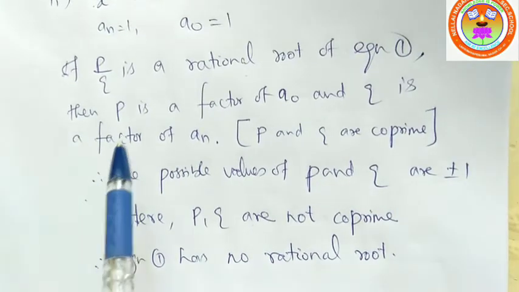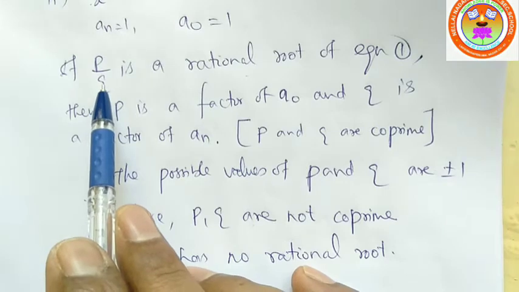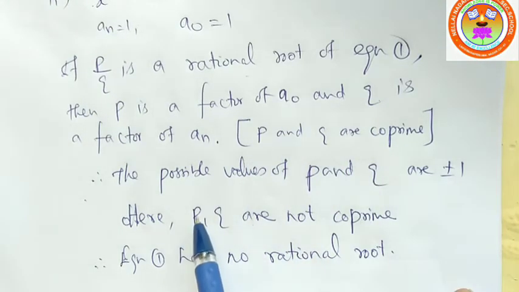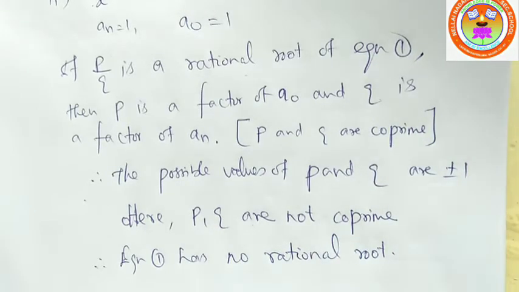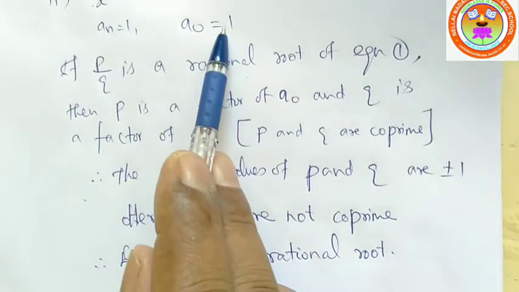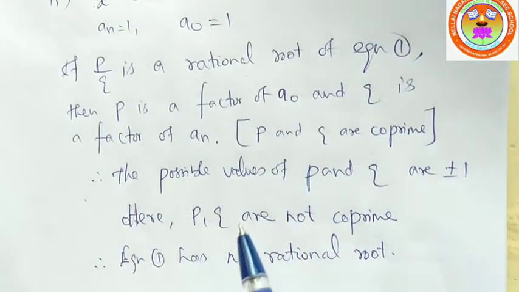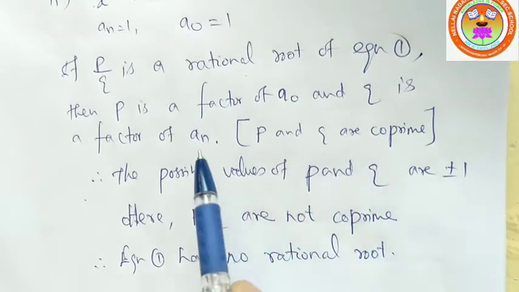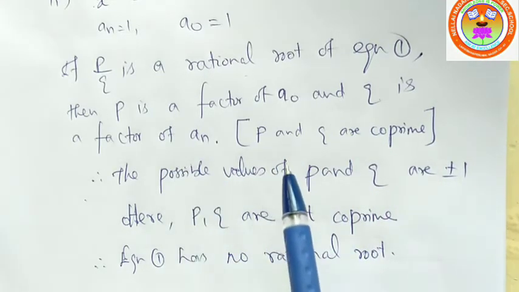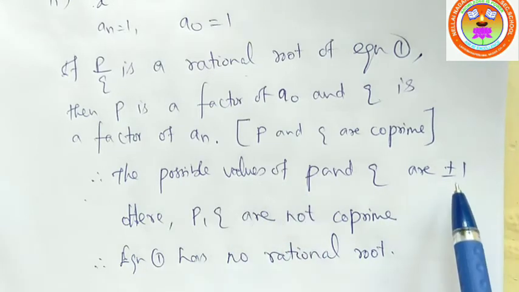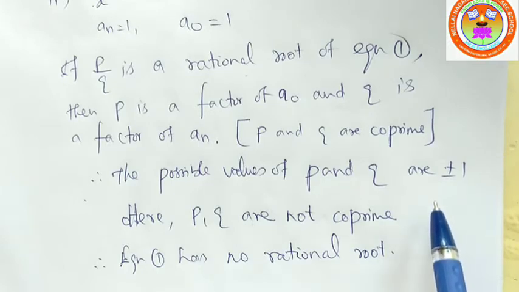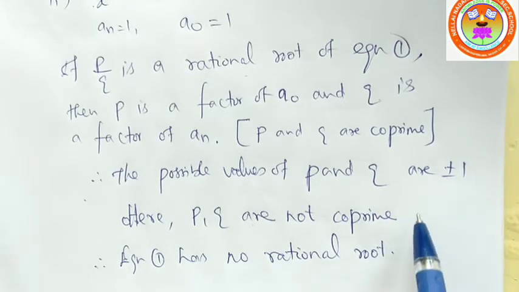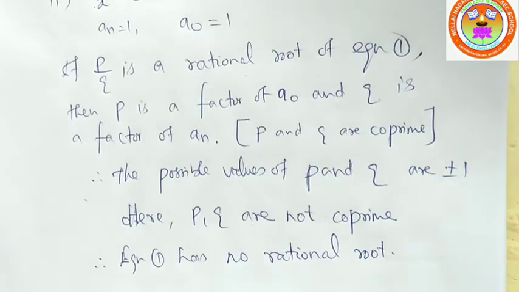See, if there is one rational root, there must be one p and q. p and q are co-prime, as well as p is a factor of this constant term a0 and q is a factor of an. But in this case, the possible values of p and q are plus or minus 1. So there are no possibilities of p and q. So this equation has no rational root.